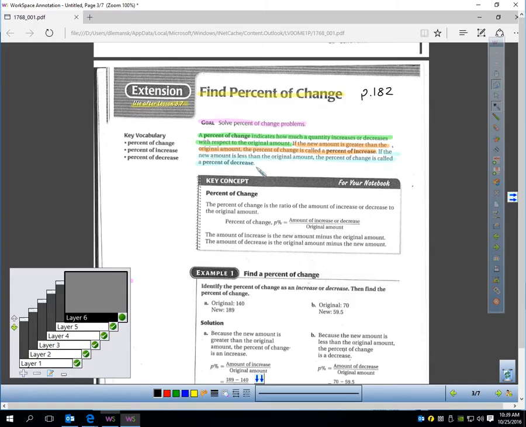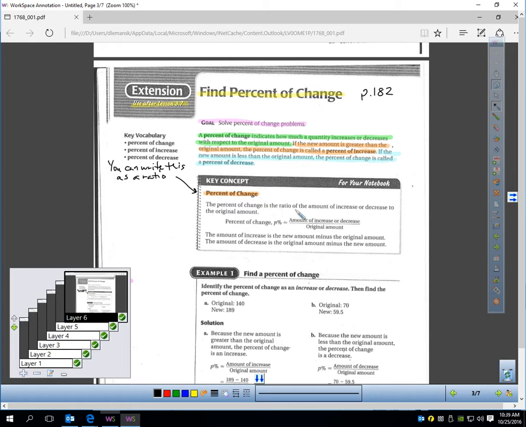If the new amount is less than the original amount, the percent of change is called a percent of decrease. I was walking to school today and I saw gas prices were under $2 a gallon when last weekend it was like $2.19 a gallon. There would be a percent of decrease I could calculate for that.